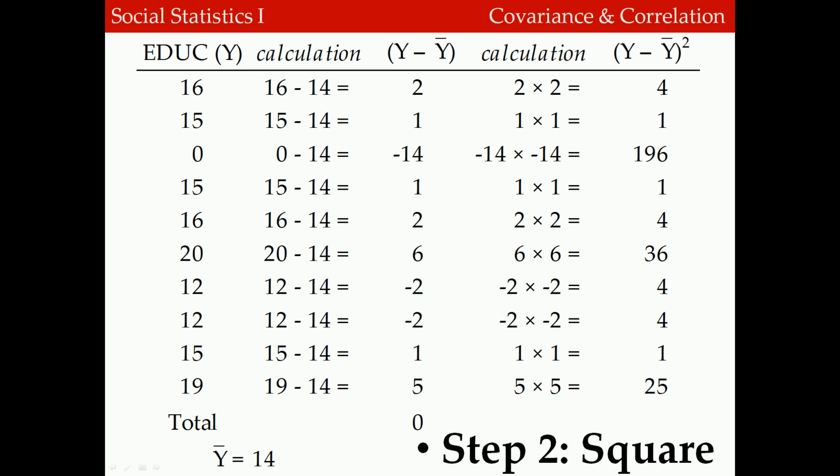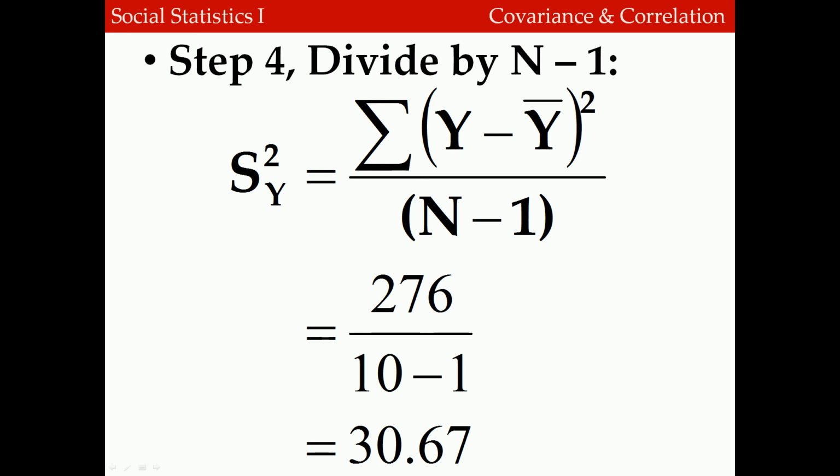The second person had only a 1-year deviation from the mean, so 1 squared is 1. The third person had negative 14 years of education, deviated from the mean. So when we square that, we get a positive 196, and so on. We do that for all 10 cases. And then we get the sum of the squared deviations by adding across the column, and we get a value of 276. When we divide that value by the number of cases, in this case 10, minus 1, or 9, we get a value of 30.67, so that's the variance.